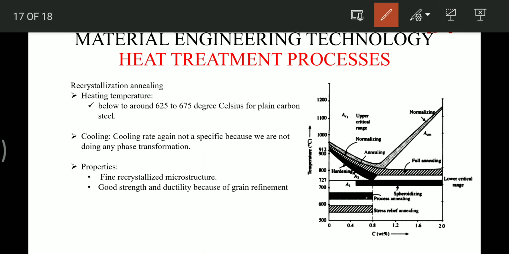For this we have to heat to around 625 to 675 degrees Celsius. Then cooling rate is again not specified, but it will depend upon the size of the product. A fine recrystallized microstructure will be formed, and this will have good strength and ductility because of the grain refinement of the microstructure. Okay friends, so this is the region where the recrystallization annealing will be taking place.